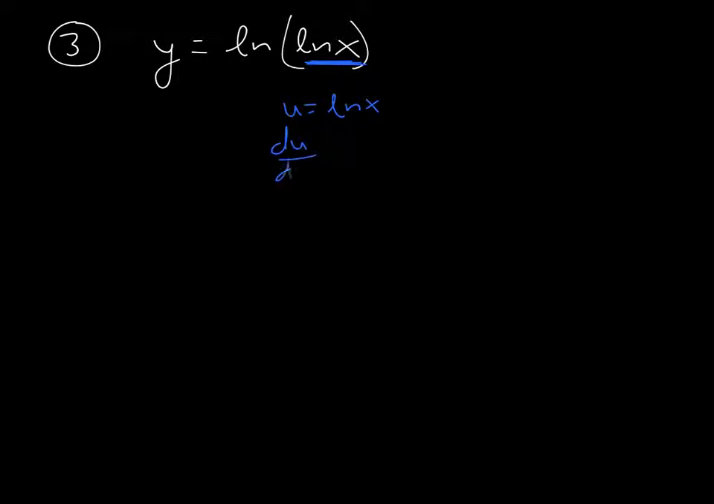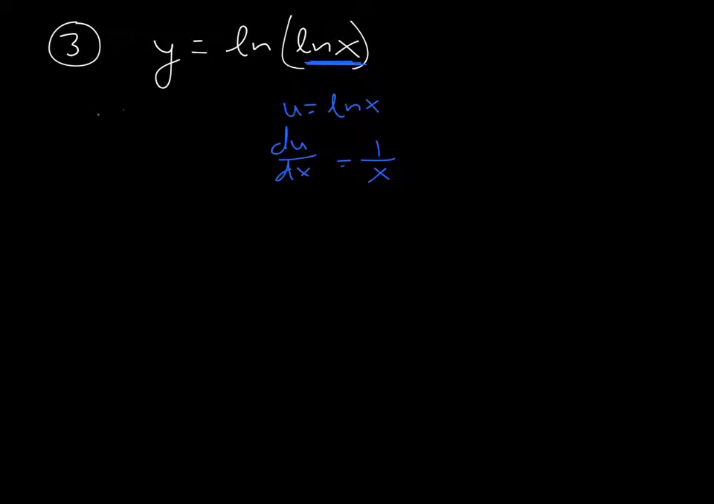Let's do 2 more examples. So this is a crazy looking one. What if I have y equals natural log of the natural log of x? Like when we have a trig inside of a trig function. Let's go ahead and write it out. So I'm going to make my u equal natural log of x. That's this natural log of x. Du dx is equal to 1 over x. That's the same as what we just had.